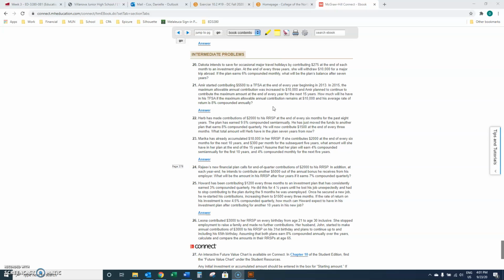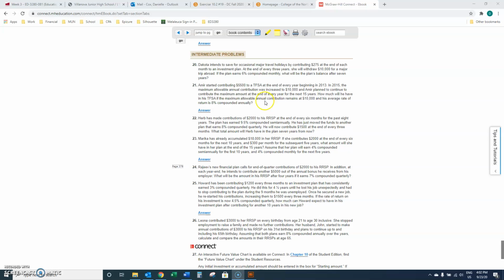In 2015, the maximum allowable annual contribution increases to $10,000. So up until then, he was only contributing $5,500. Then it moves to $10,000, and he plans to contribute the maximum amount at the end of every year for the next 15 years. How much will he have in his tax-free savings account if he makes the maximum allowable contributions at $10,000 at the average rate of return of 8% compounded annually?